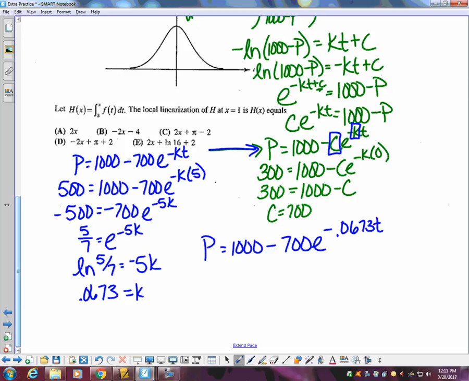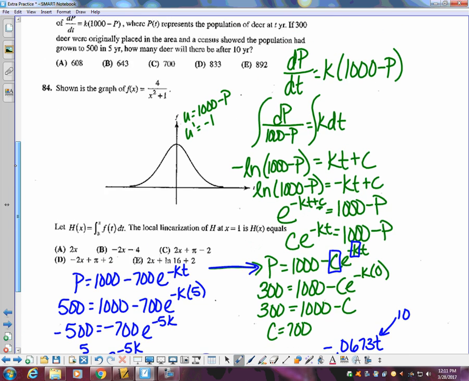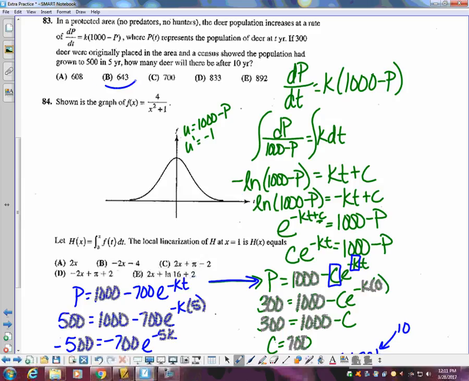Now it says, how many deer are you going to have after 10 years? So I am going to plug a 10 right there for T. Pause it, type it in. 1,000 minus 700 e to the negative 0.0673 times 10. And you should get 877.642-ish deer. Let's look at our choices. Going to go with 643.